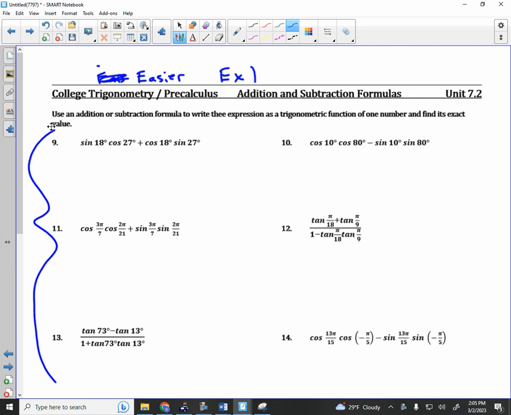So that looks familiar to your sine addition formula, doesn't it? So it ends up being the sine of 18 plus 27. What's 18 plus 27? 45, good. And the sine of 45 is? Root of 2 over 2. So these you can actually do pretty quickly along and look through those.